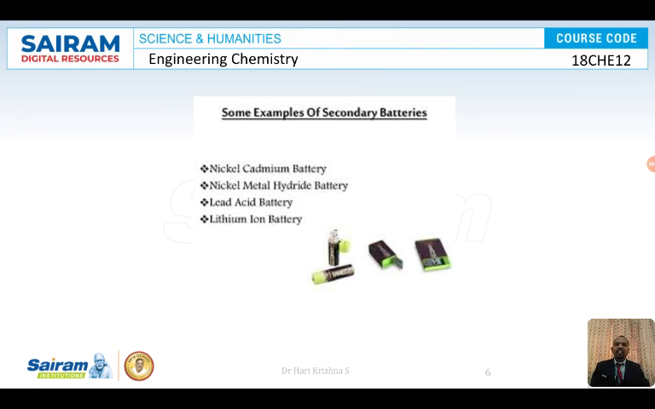Examples for secondary batteries: nickel cadmium, nickel metal hydride, lead acid, lithium ion. All these are secondary batteries.